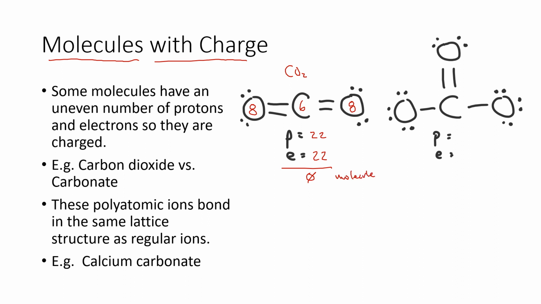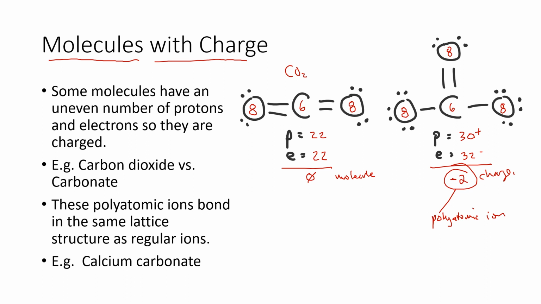But if you do the same thing with this molecule, you end up with 8 and 8 makes 16, another 8 makes 24, and another 6 makes 30 total protons, 30 positives. And then if you do the same thing for the electrons in this molecule, you'll see that there are 32 electrons, which means overall this has 2 more electrons than it does protons, which means it has a -2 charge. So this is not only a molecule, it's a molecule with a charge, and so this is what we call a polyatomic ion, because it has a charge.